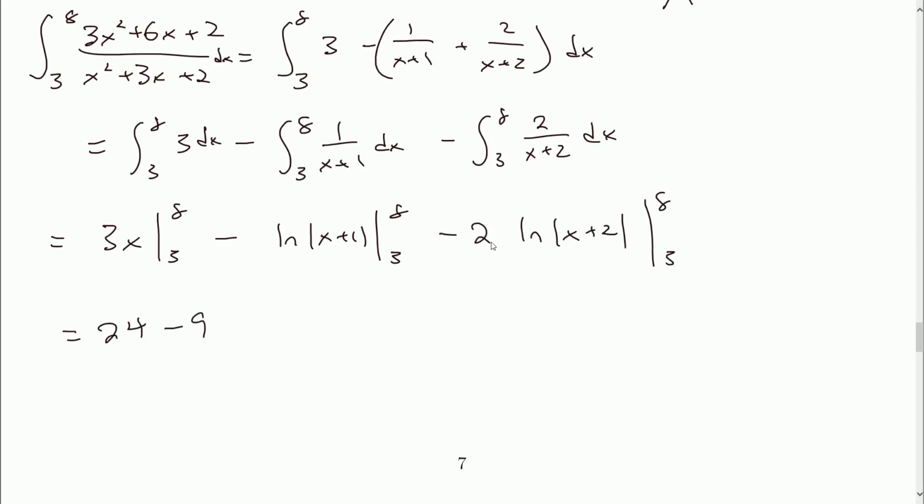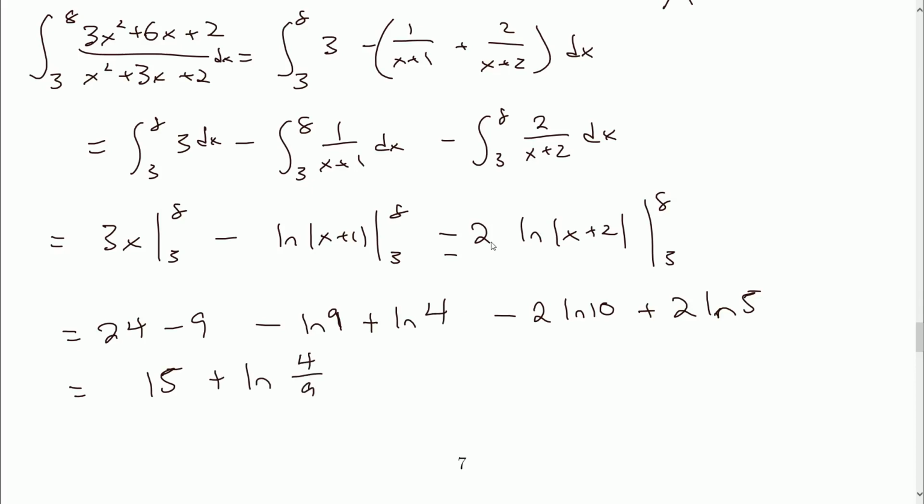So 24 minus 9, minus ln of 9, minus is a plus, ln of 4, minus 2 ln of 10, and then minus, another minus is a plus, 2 ln of 5. Don't need those absolute values. And so that's 15. I didn't need the absolute values for this 4 either. And using properties of logarithms, you can put it all together. Would I leave it like this? Maybe, but we'll get 4 over 9 and 5 squared over 10 squared.